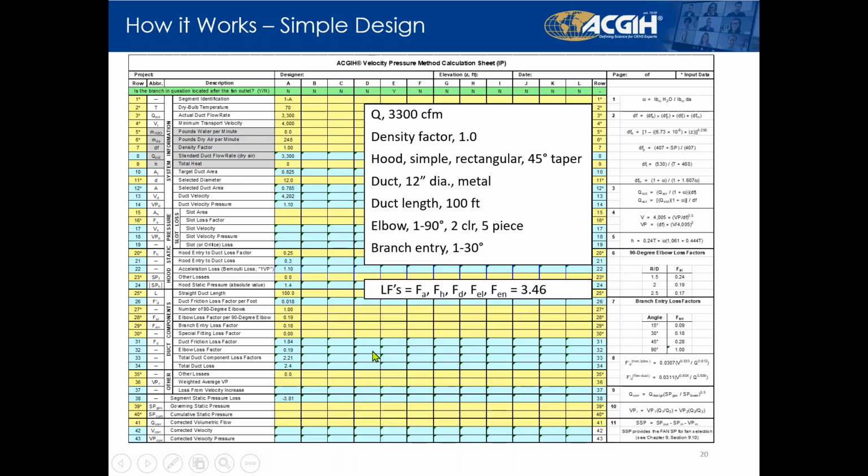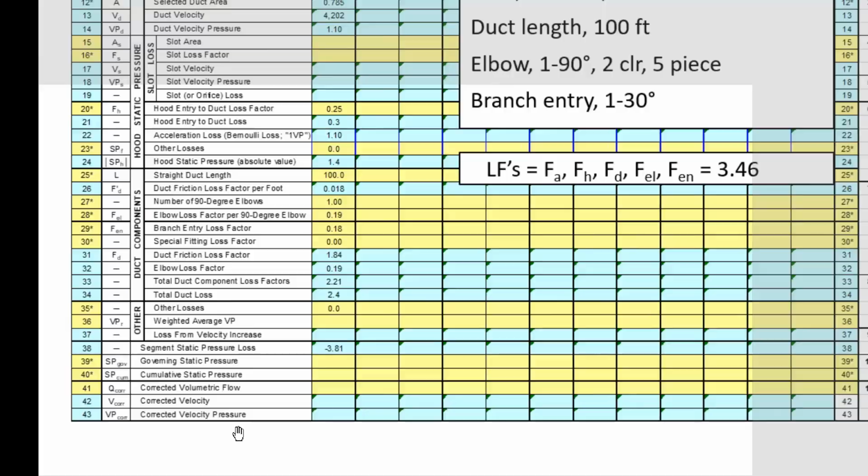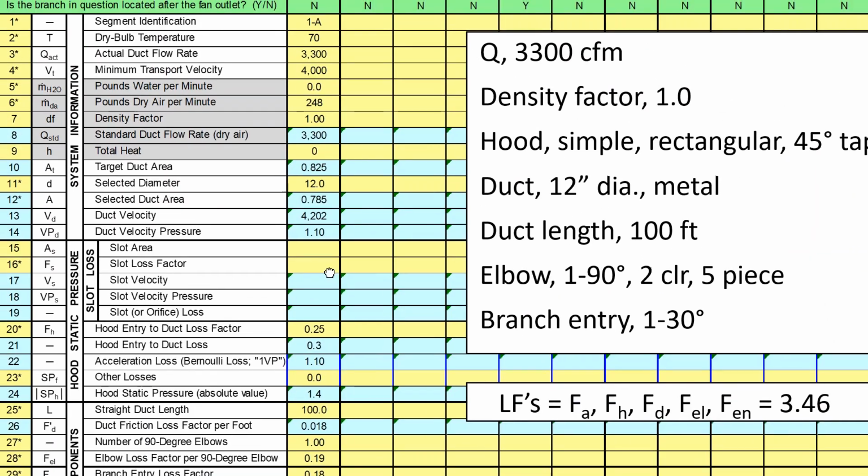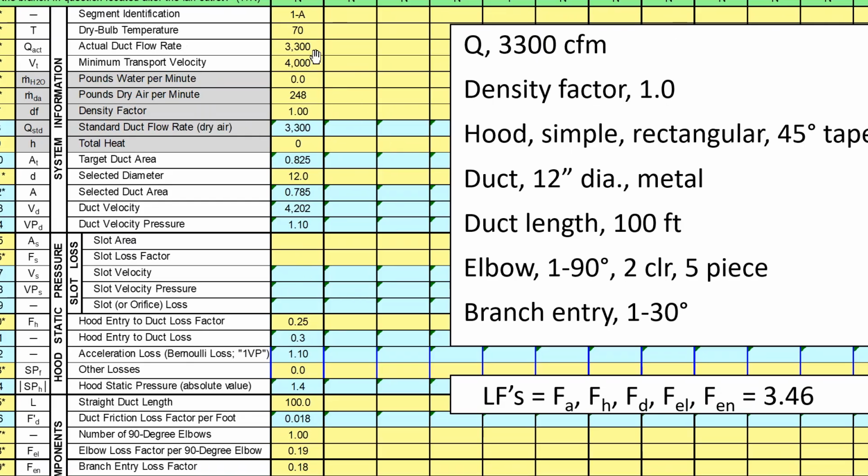Now let's look at how this works out on the calculation sheet. On the calculation sheet, it's basically broken down into 4 sections. You have a section for system data, a section for hood losses, a section for duct segment losses, and a section here for other miscellaneous losses. So let's look at it. In our duct section, we have a flow rate of 3,300 CFM. We have a 12-inch diameter duct. That gives us a duct velocity of 4,202 feet per minute and a duct velocity pressure of 1.1 inches of water gauge.